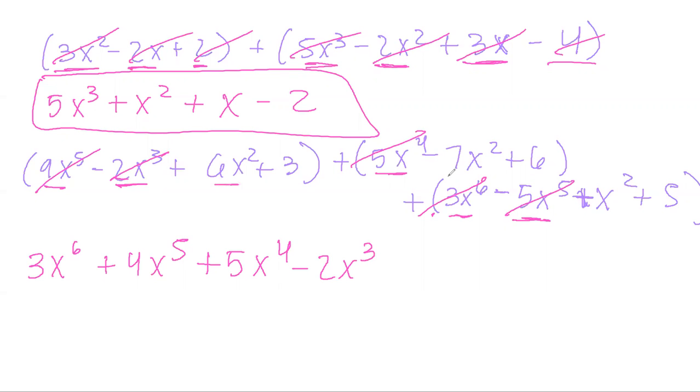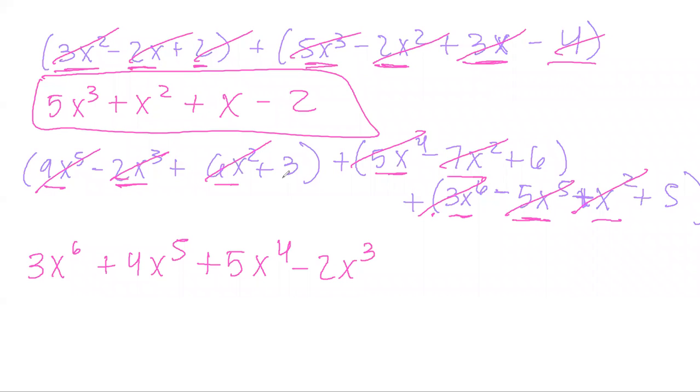6x squared minus 7x squared plus x squared. So 6 minus 7 is negative 1, but then when I add a 1, I get 0. So this whole thing actually just cancels out and I don't need to write anything there.